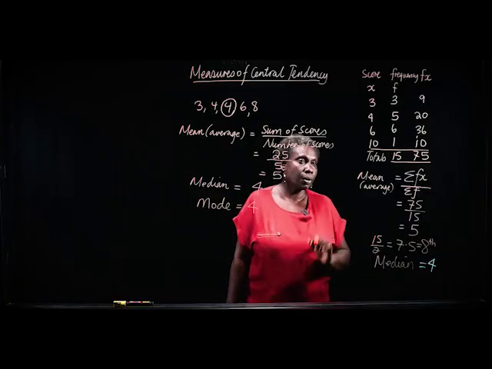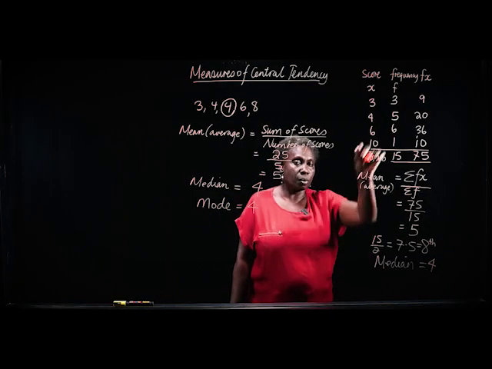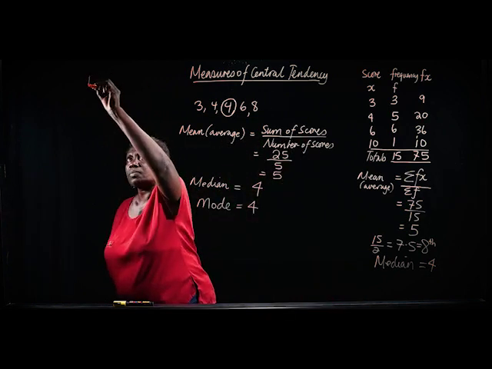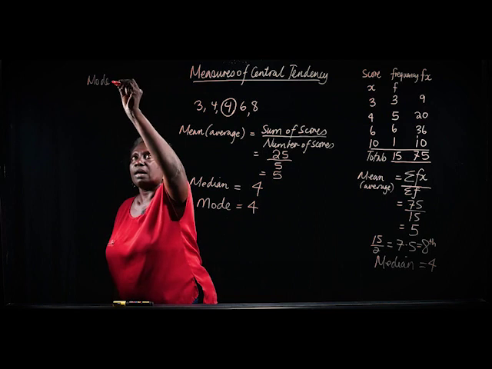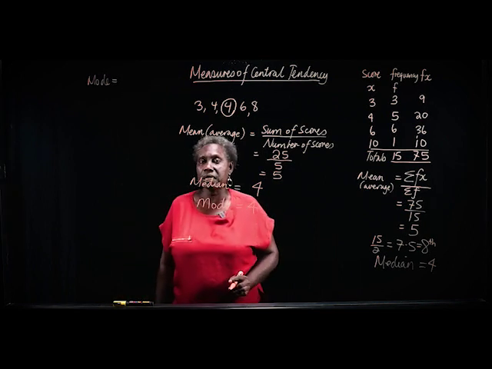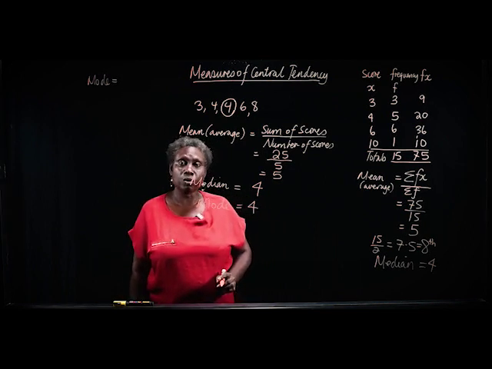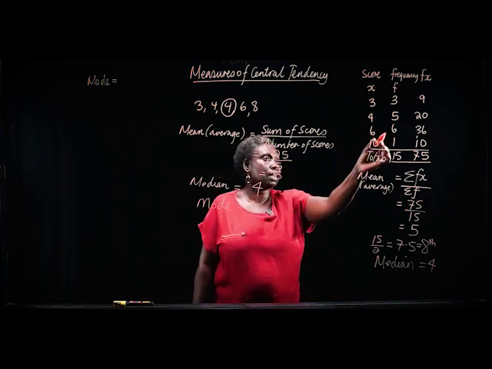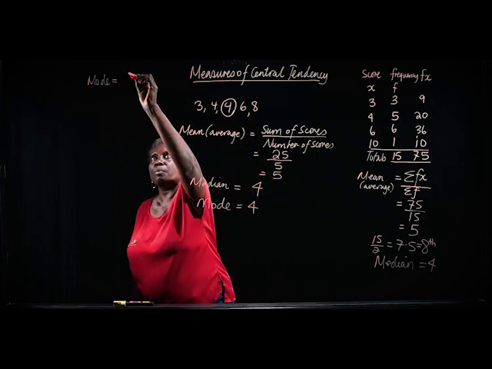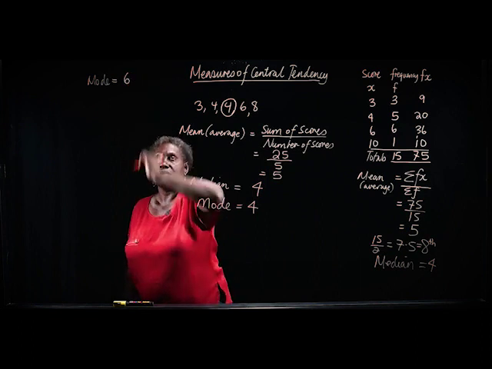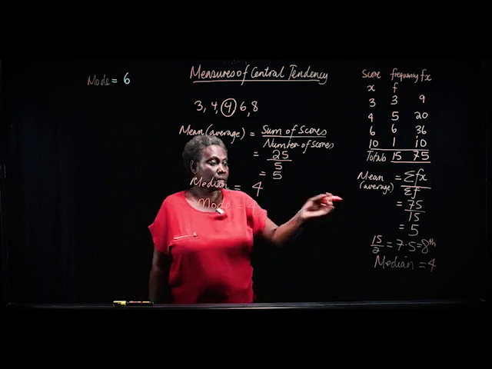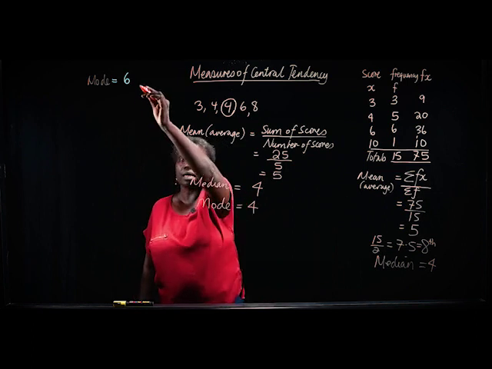Now, how can we find the mode from this frequency table? Again, the mode is the score that occurs most frequently. In this one, the score with the highest frequency is 6. So the mode of this frequency or distribution table is 6.